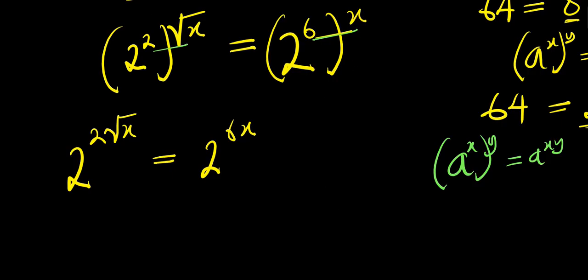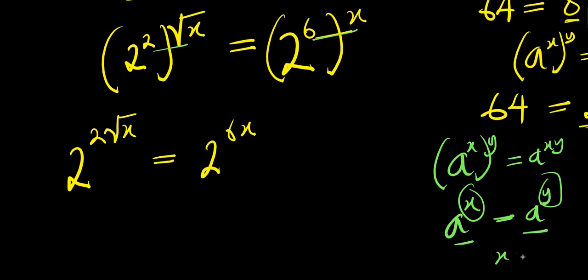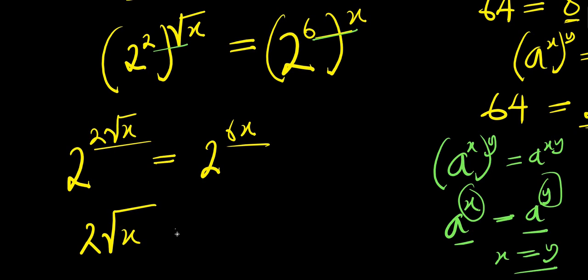Also, if you have a to the power of x and this equals a to the power of y, as long as the two bases are the same, we compare the exponents, meaning our x equals y. So we equate these two, meaning 2 times square root of x equals 6x.